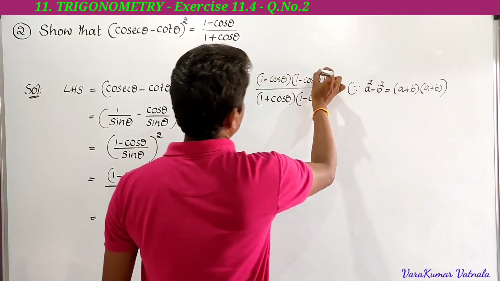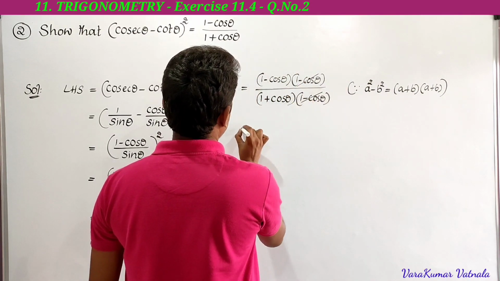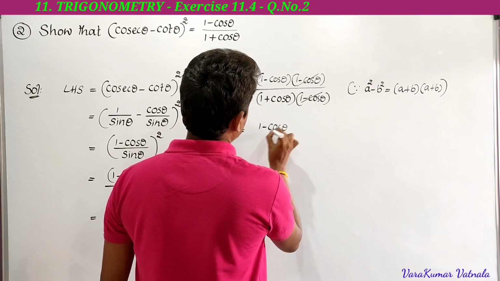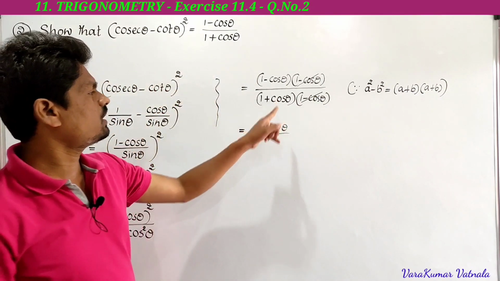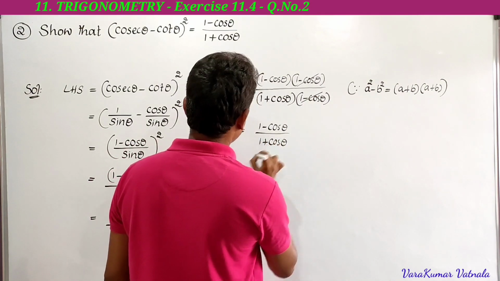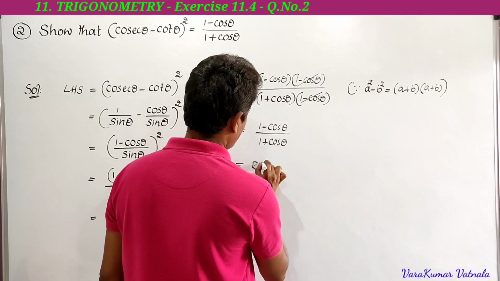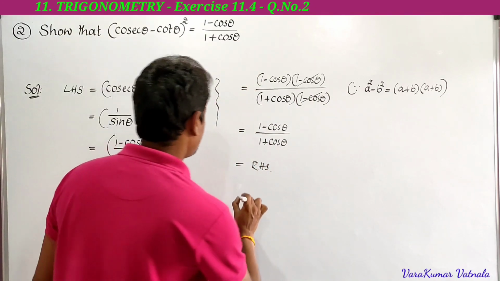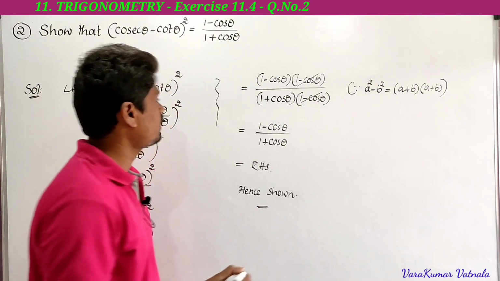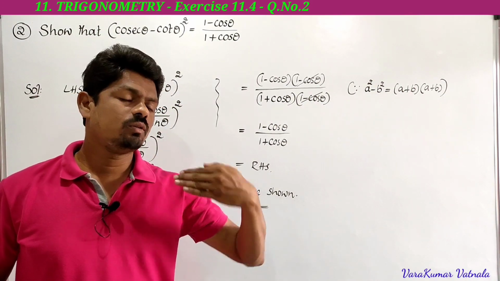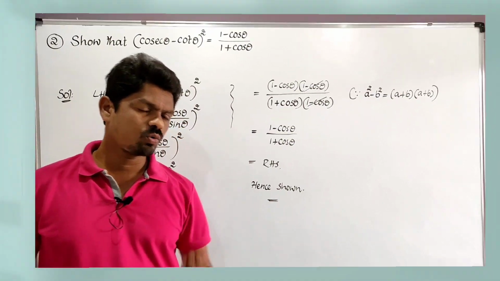So here (1 minus cos theta) and (1 minus cos theta) get cancelled. What is there in the numerator? 1 minus cos theta. What is there in the denominator? 1 plus cos theta. This is what we have to prove. It is nothing but RHS. So hence proved. That was the problem in exercise 11.4. So that's all for today's class. I will meet you in the next problem. Thanks for watching.